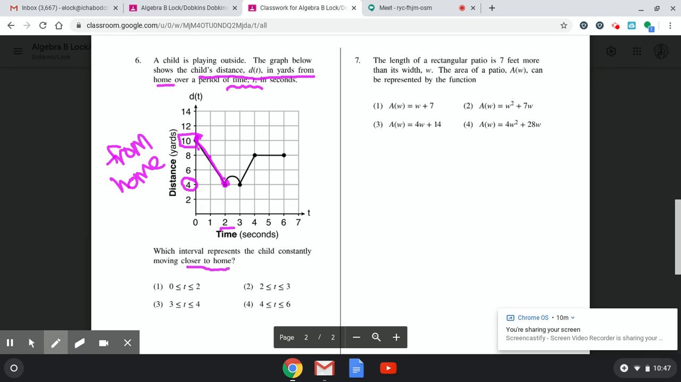So really, notice what I did there. I read the question, and then I tried to understand the context of the graph. I said, oh, at the start, they're at 10 yards away. 2 seconds later, they're 4 yards away. Then it kind of jumps. They get farther and closer, okay? Then they run away from home for a few yards, and then kind of stay where they're at. So that's where it's going to be important to try to understand the context of the picture in order to answer these questions. So which interval represents a child constantly moving closer to home? That's going to be from 0 seconds to 2 seconds. So that's going to correlate with choice 1.